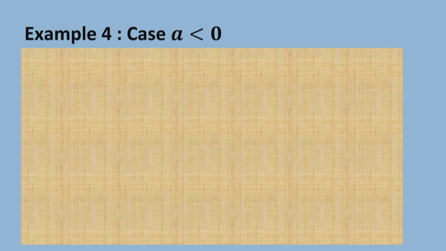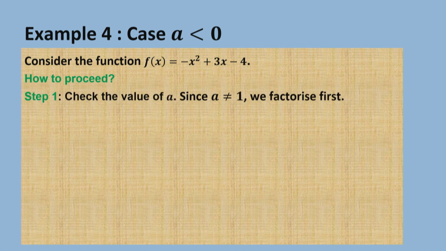Example 4, that is where a is less than 0. Let's consider this example. Well, we have a function where f(x) = -x² + 3x - 4. Right, so you check the value of a. The value of a is negative 1, which is not equal to 1. So what do we do? Well, you're expert now in that, so we factorize first.